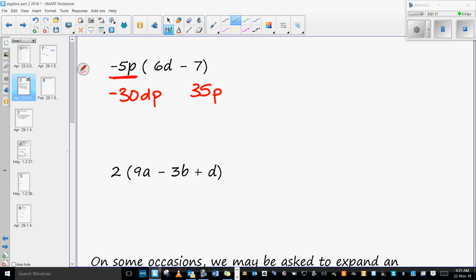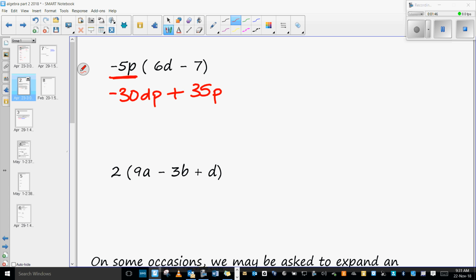Now we have to decide which sign goes in between those things. So we look at the sign of the 5p, we know that's negative. What's the sign of the 7? Fasika, what sign is it? Remember, this belongs to it. It's negative. Okay, so this one was negative, this one was negative. So what's our sign going to be here? A plus sign.